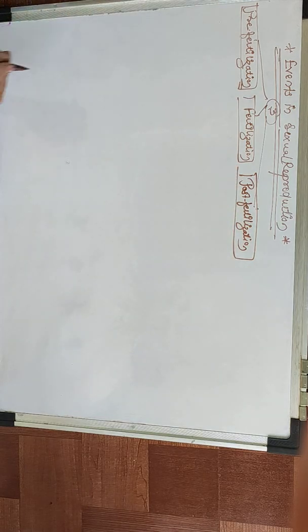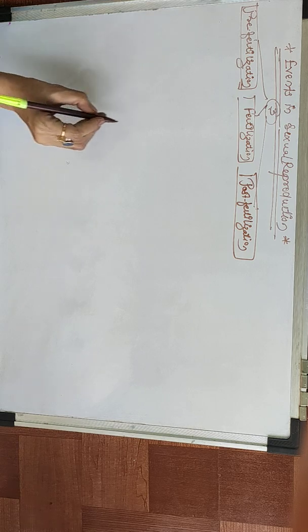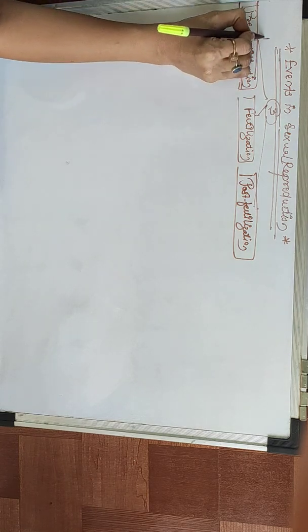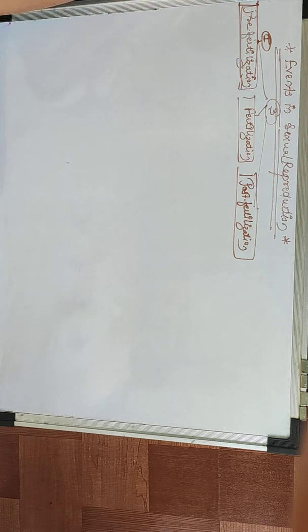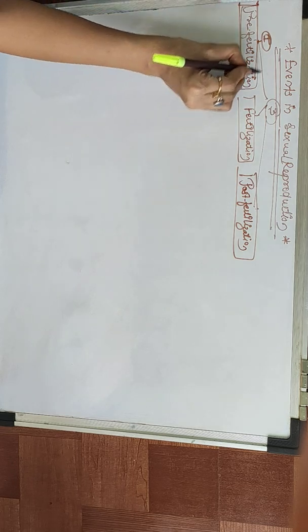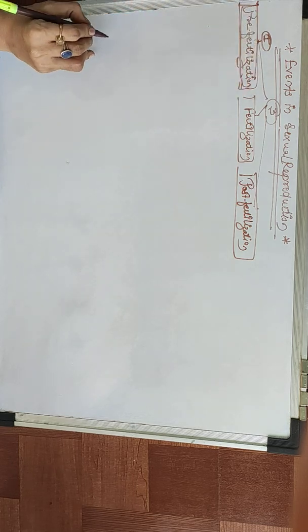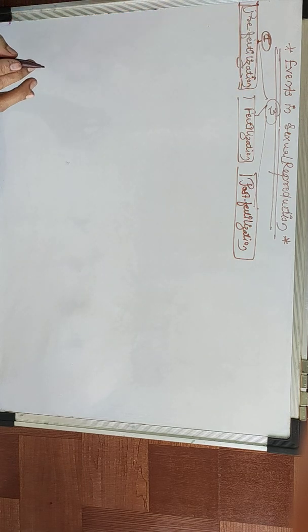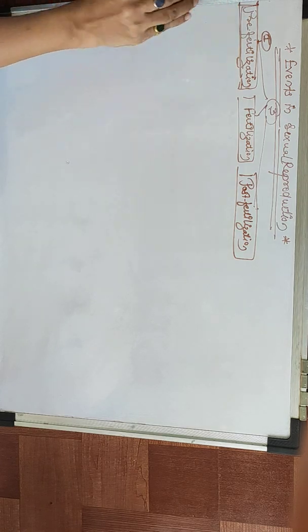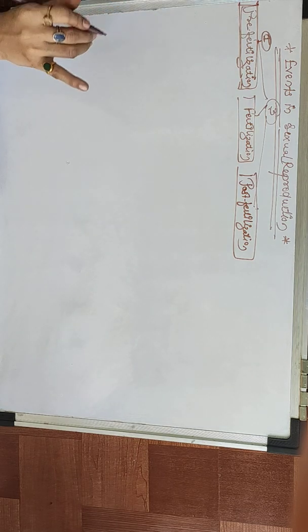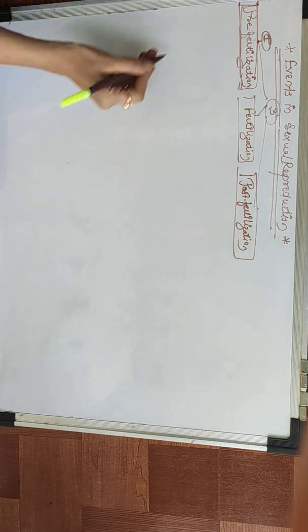Okay, these are three events in sexual reproduction. So first we will start with the first, that is called pre-fertilization. Pre means previous, before. Before fertilization, whatever events occur are in pre-fertilization. So I can say that all the events prior to the fusion of gametes are included in pre-fertilization. Or how can we define pre-fertilization?